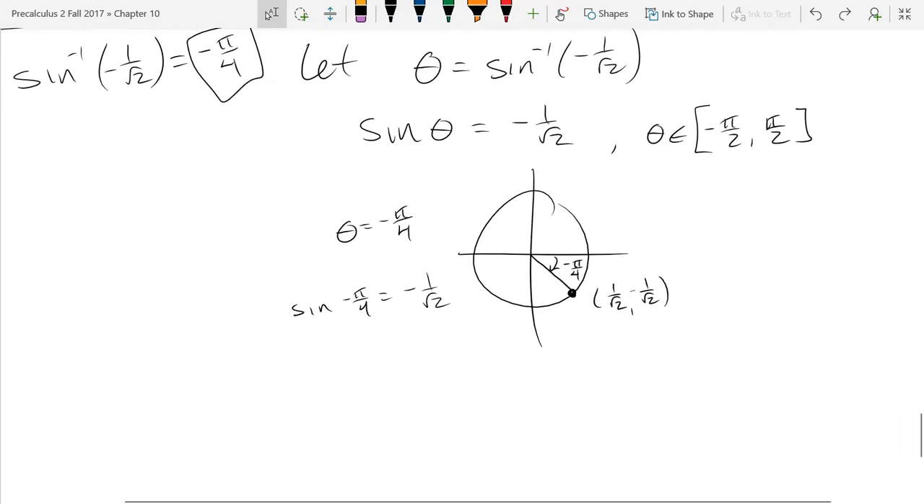Now, some people find the domain hard to remember. One nice trick is it's always quadrant 1, and the only question is whether it's quadrant 1 and 2, or quadrant 1 and 4. You just have to decide which of those two it is. It's either quadrant 1 and 2, or 1 and 4. Never quadrant 3. So never look in quadrant 3 for the inverse trig functions.